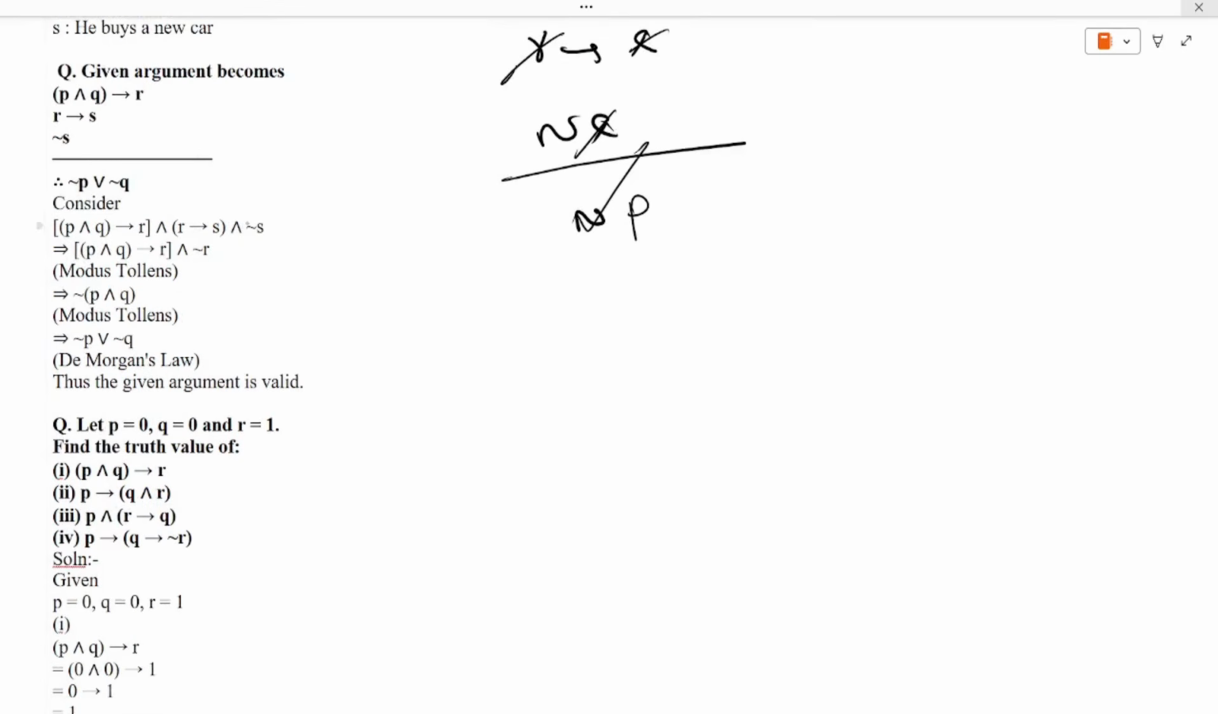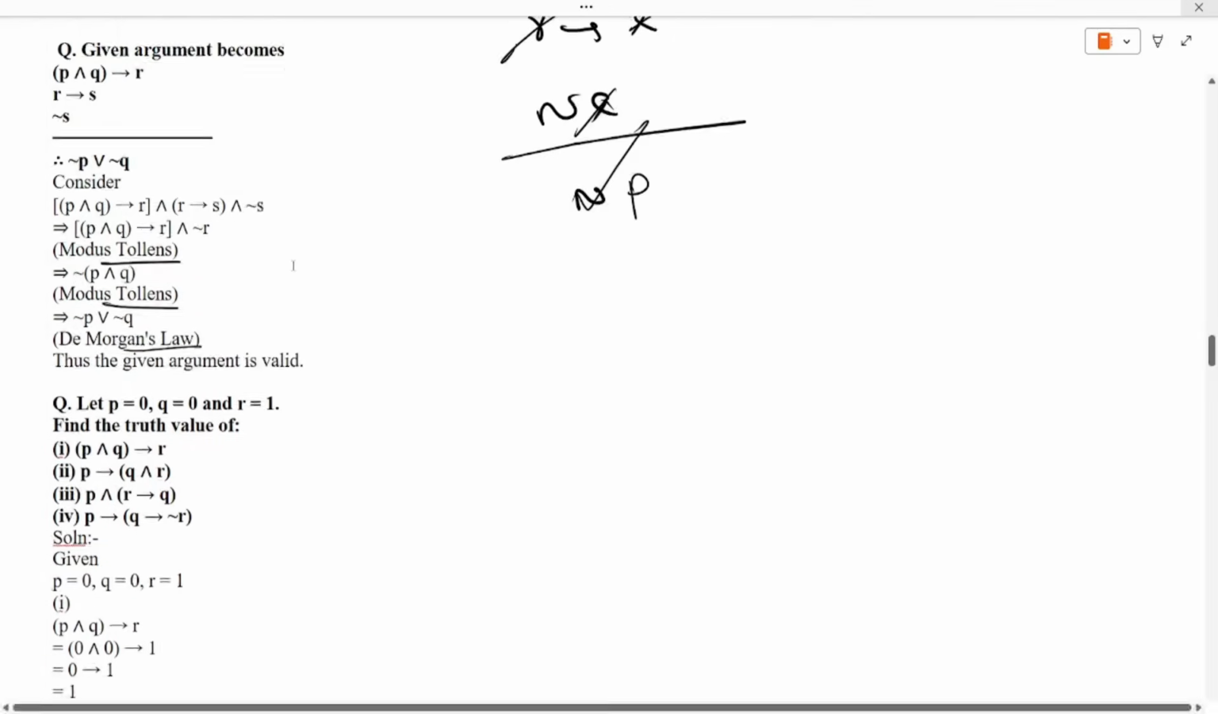Next, again it is the same type. You will be following modus tollens, and again you will be applying De Morgan's law and saying whether the argument is valid or not.